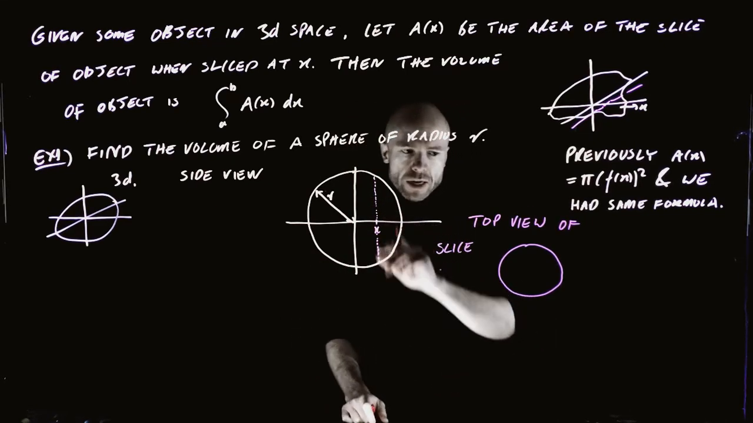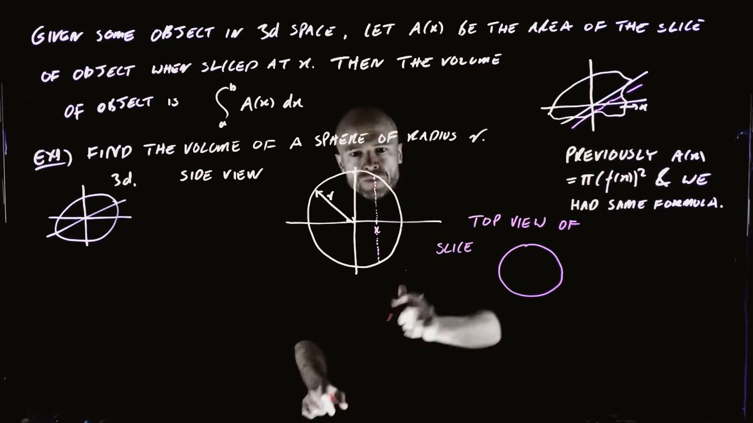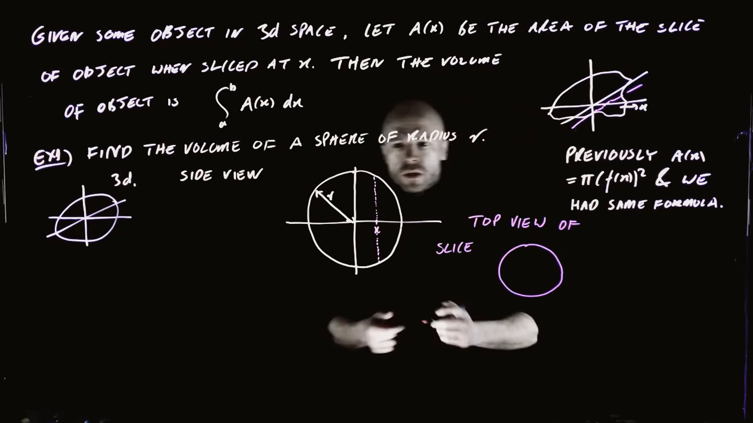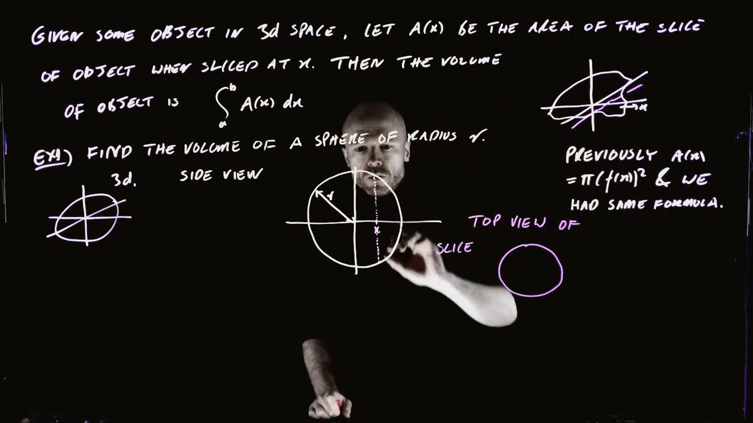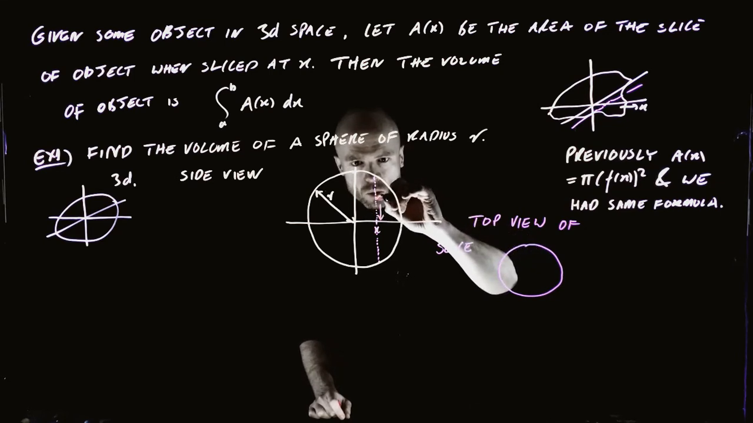So the top view of the slice looks like this, right? Because we slice it through, we get a circular shape. And to understand its area, we need to know the radius of the circle. And on this picture, the radius will be what? It'll be this quantity here. I'm going to call it y of x.